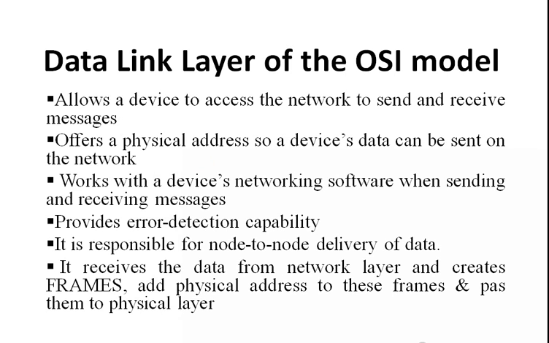In a network, it provides the physical address. By physical address we mean the MAC address. It works with the device network software when sending and receiving messages. It provides error detection capability. It is responsible for node-to-node delivery of data. The data link layer receives the data from the network layer and creates frames, adds a physical address to these frames and passes them to the physical layer.